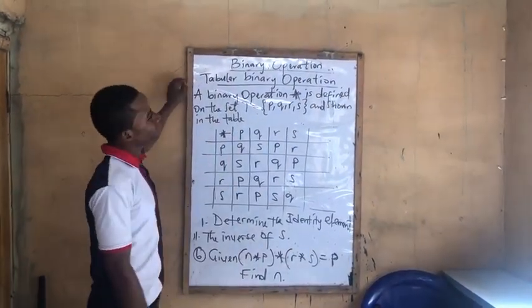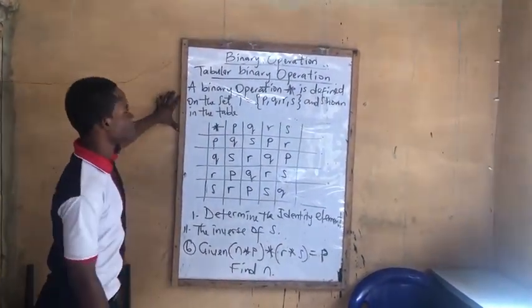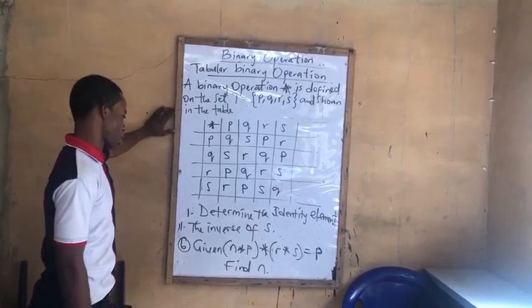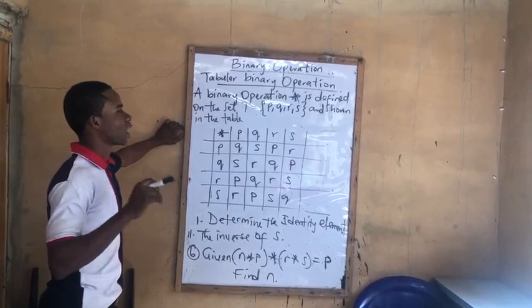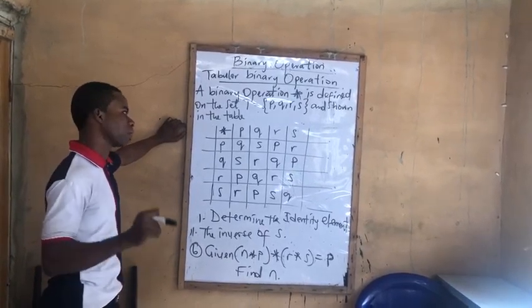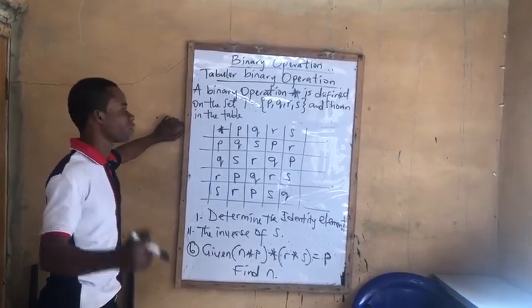Today we want to talk about the tabular binary operations. On these tabular binary operations, we'll be examining identity and inverse.